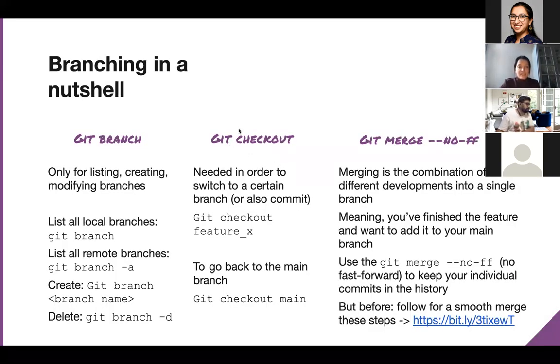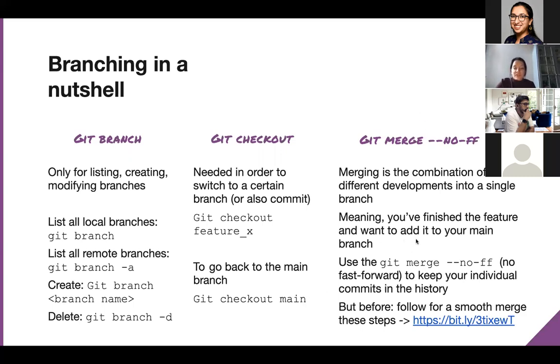Okay, and I already used this command or told about this, git checkout. With git branch, you create, modify and delete branches, but to actually move to a branch, you need to use git checkout. So git checkout and then, for instance, the branch name feature_X. If you want to go back to your main branch, you just type git checkout main.